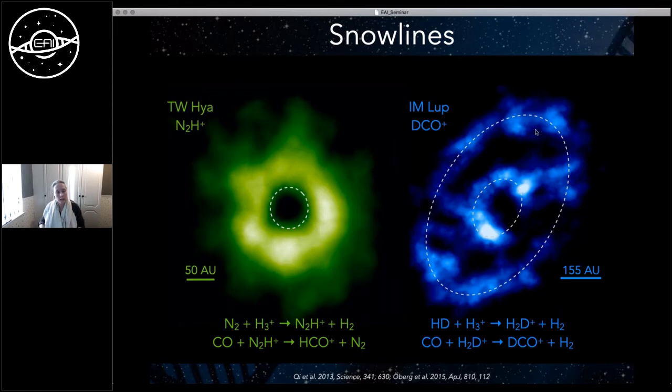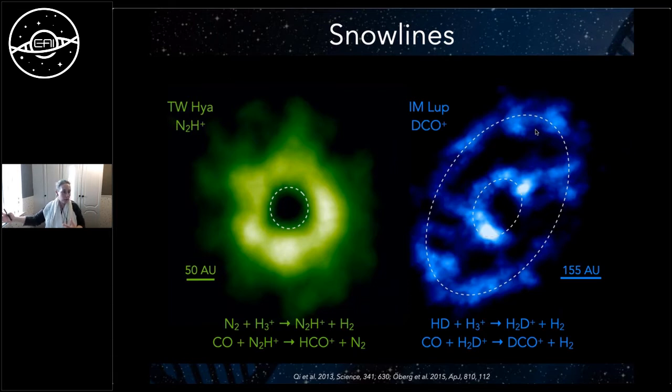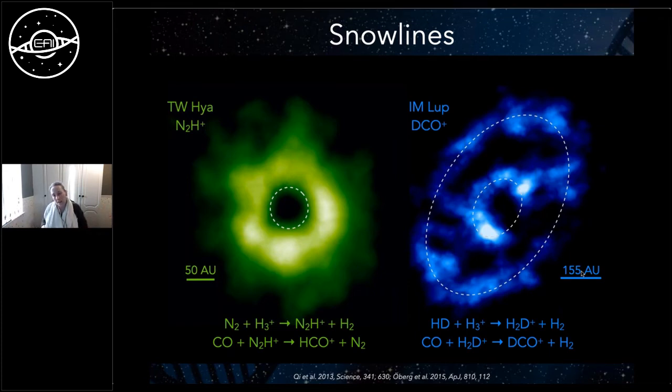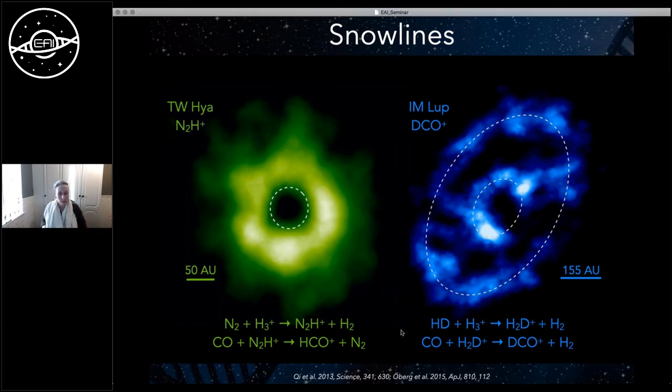IM Lup is also interesting because it's got this outer CO snow line that we think is driven by external heating or external photons that are helping to release the CO back off into the gas phase. So this is a particularly large protoplanetary disk, so large that the external environment starts to affect its chemistry in the outer regions as well.